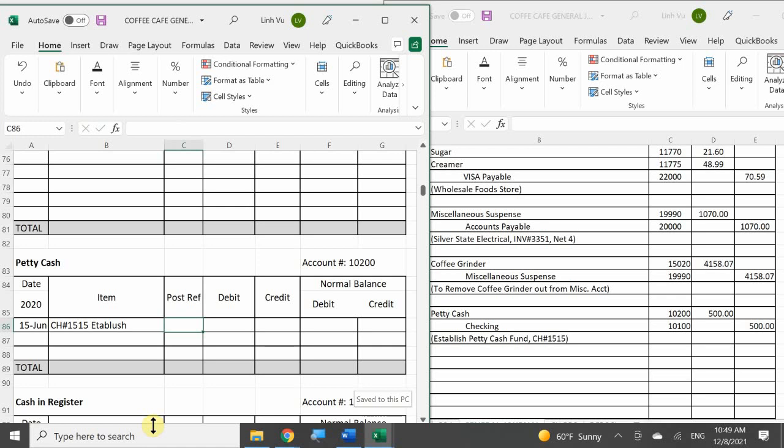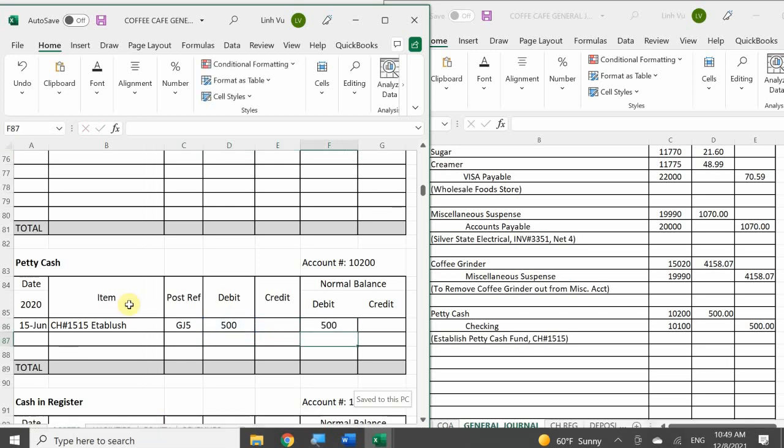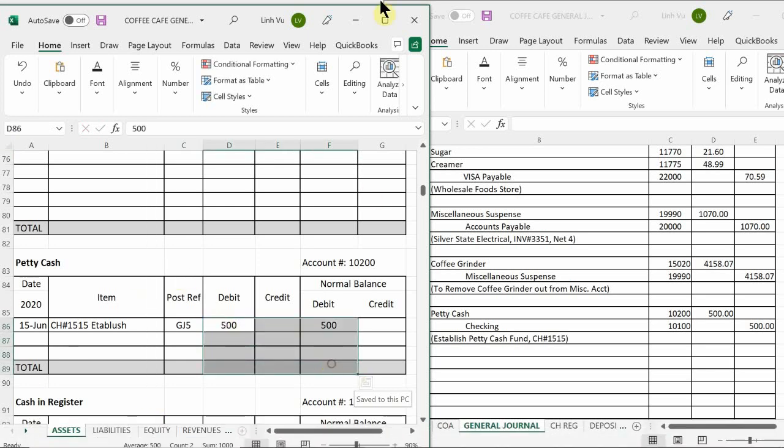GJ5. Debit 500. Debit 500. Okay? Ledger, checking.